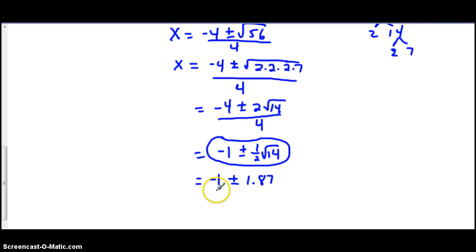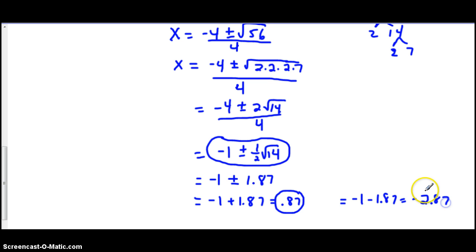Okay, you should have gotten 1.87. So the one that we found in our calculator was the negative 1 plus 1.87. That is 0.87. That's what I found in my calculator. The second one we should be able to find by negative 1 minus 1.87, and that's negative 2.87.